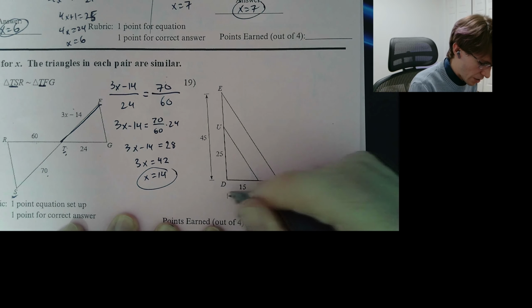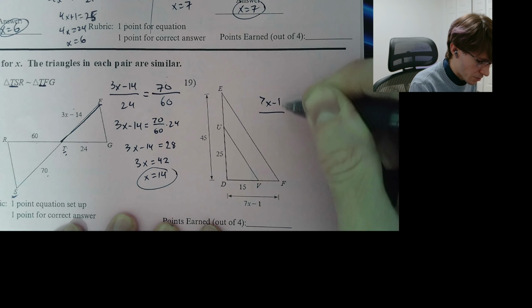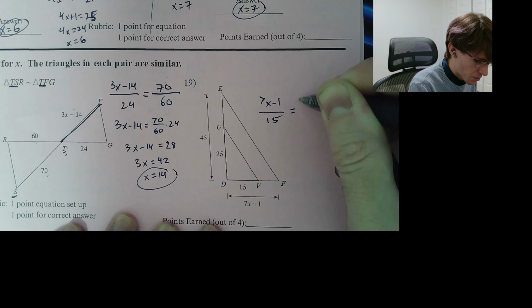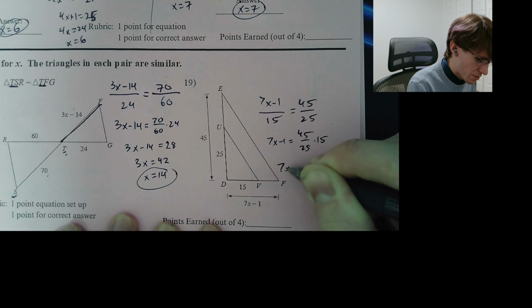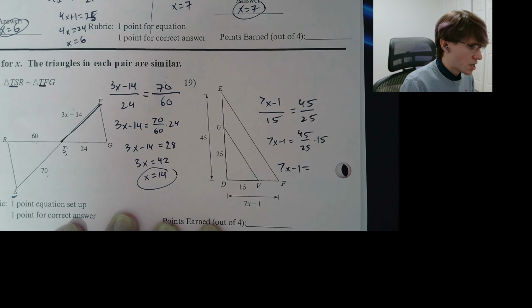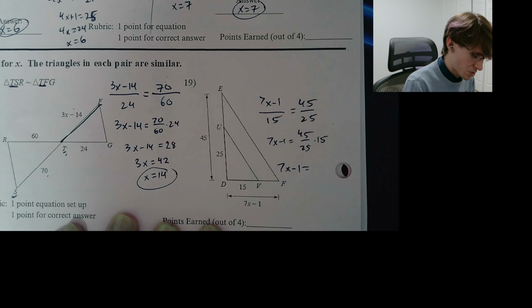Same exact idea in this one. There's not really too much to say. That longer side, 7x minus 1 over 15 is equal to 45 over 25. 7x minus 1 is equal to 45 over 25 times 15. 7x minus 1 equals, and yeah, you got to do a little bit of math again. What's that going to be? It's going to be 3 over 5, so 3 times 9, 27.